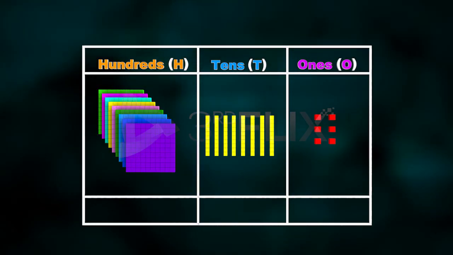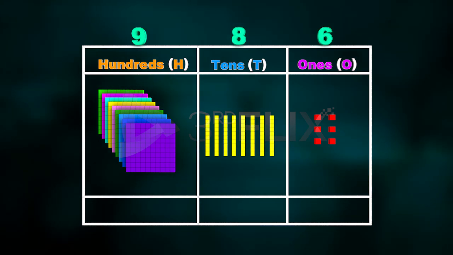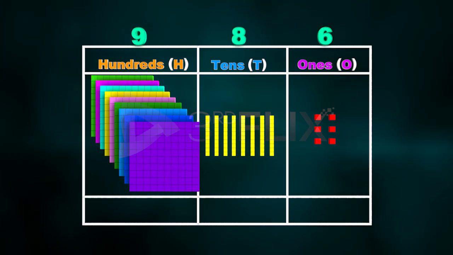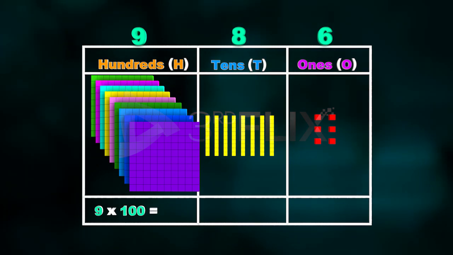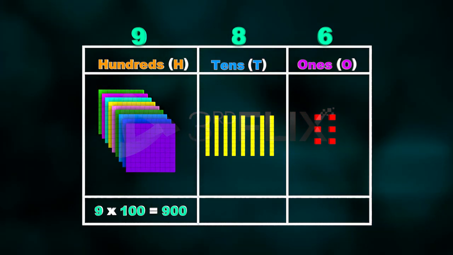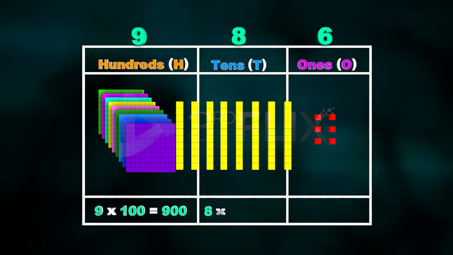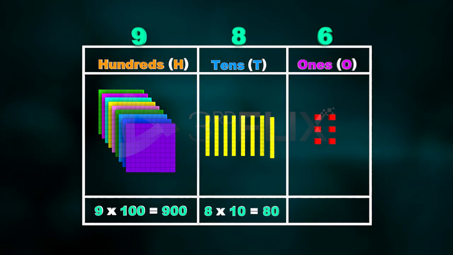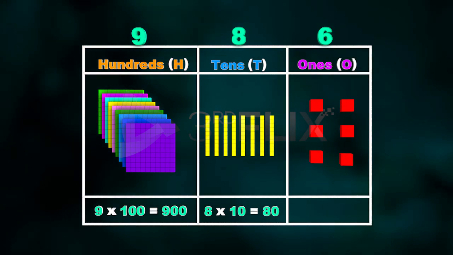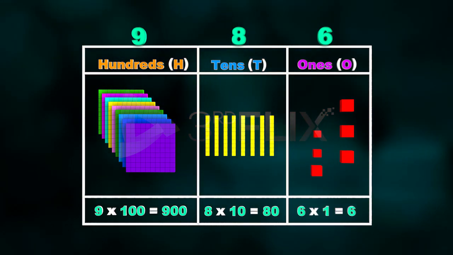Let us see another example. In 986, the 9 from the left represents 9 into 100 is equal to 900. 8 represents 8 into 10 is equal to 80. 6 represents 6 into 1 is equal to 6.